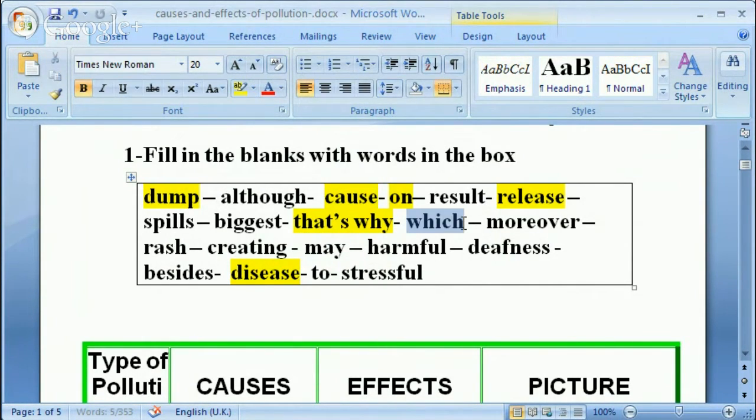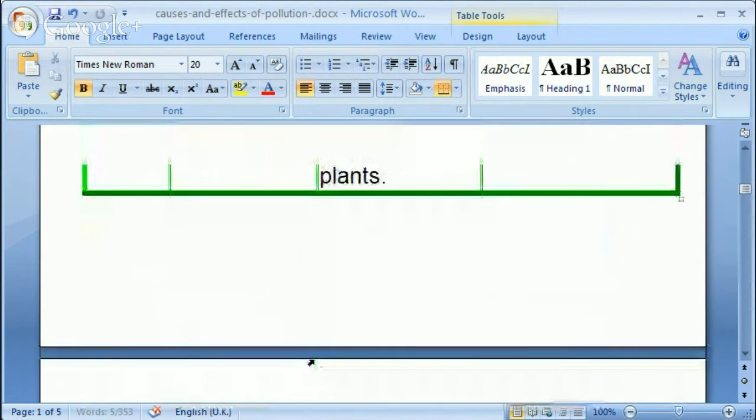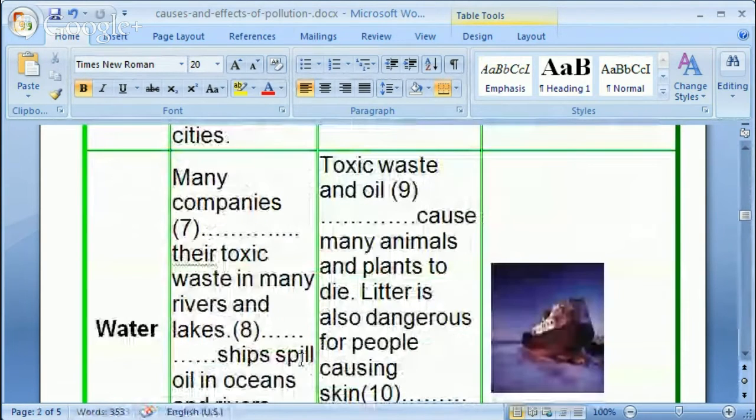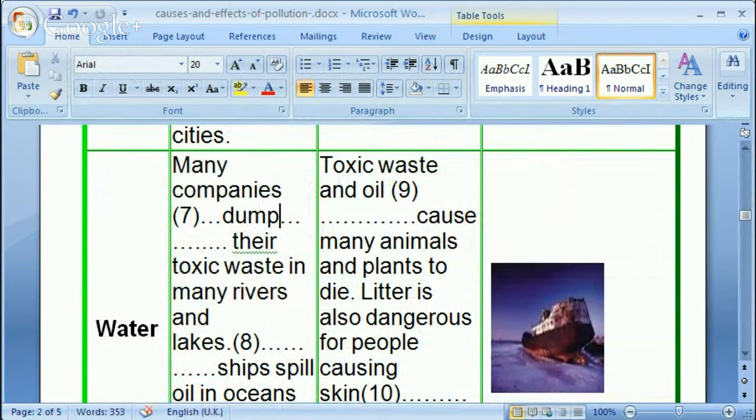If you remember, we already got rid of which. All right, eliminating answers we've already used as we go to make the overall exercise easier. Well, that makes sense. Obviously, companies can dump their waste. It's logical.